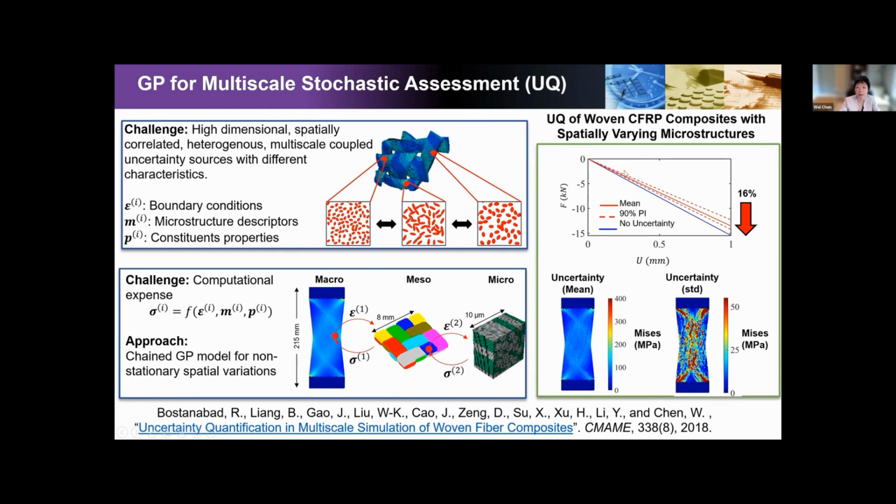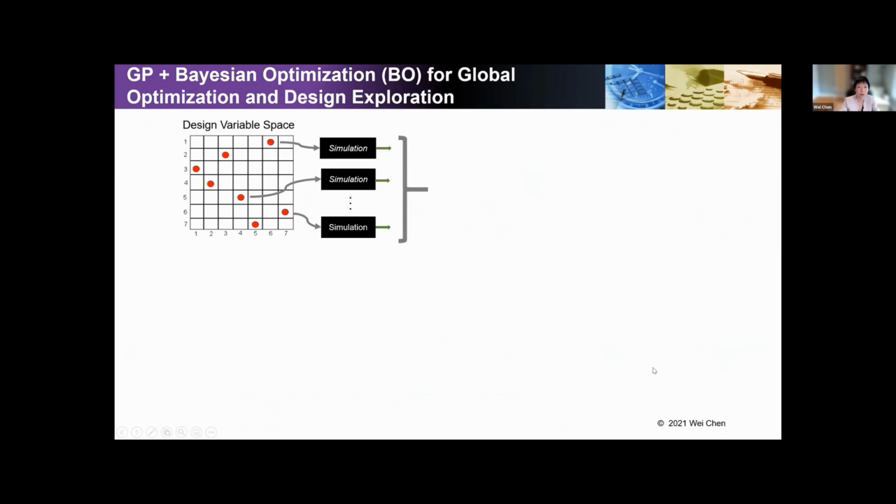And you can see the uncertainty, that's the 90% confidence interval. As well as showing here in this small specimen is the mean value as well as the variance, the uncertainty associated with that. And this is only for linear behavior, and it has a huge potential to be extended to assess the uncertainty for nonlinear behavior, which is more critical.